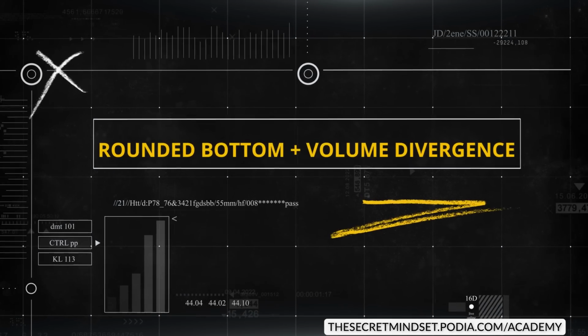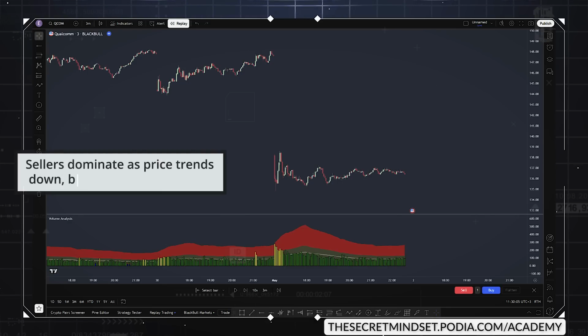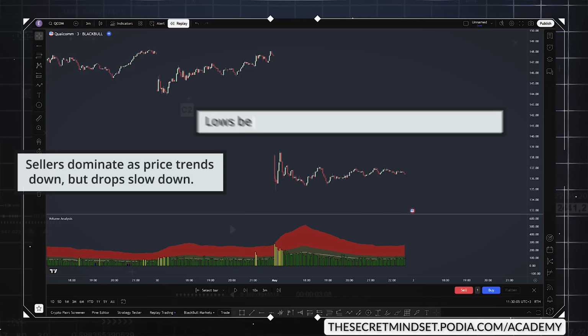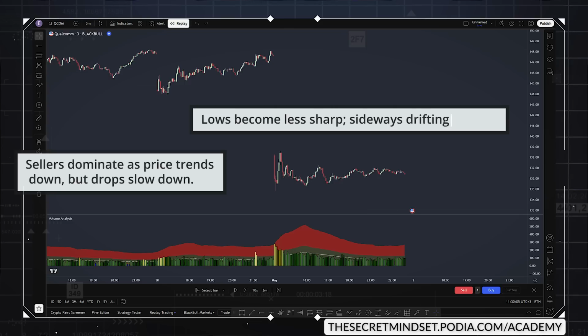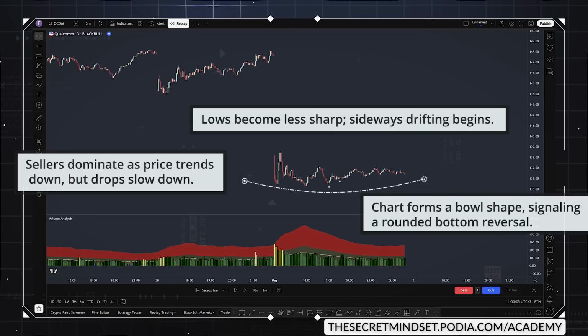Rounded bottom with volume divergence is one of the best reversal patterns. In this chart, sellers control the market. The chart has a clear downward slope, but then the speed slows. The drops get smaller. The bounces start to last longer. Price stops making sharp new lows and instead drifts sideways. The curve starts to look round, almost like a bowl. This is the early sign of a rounded bottom.